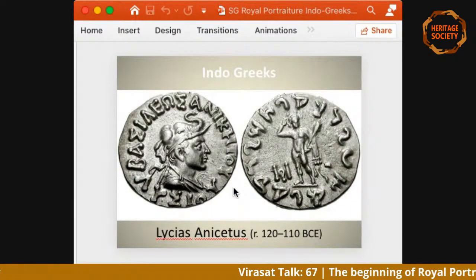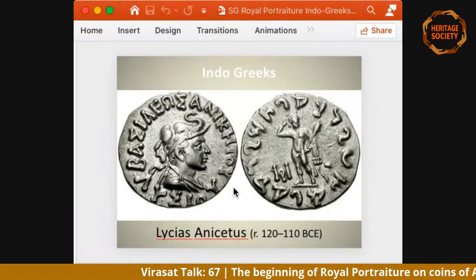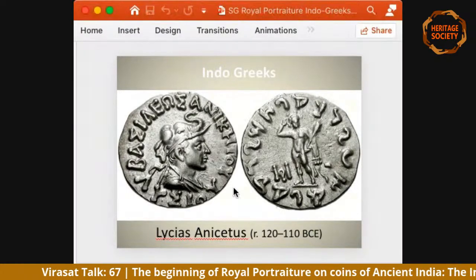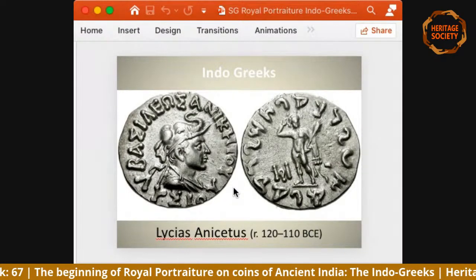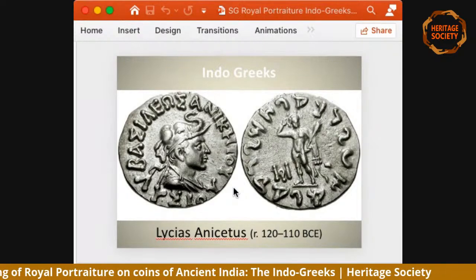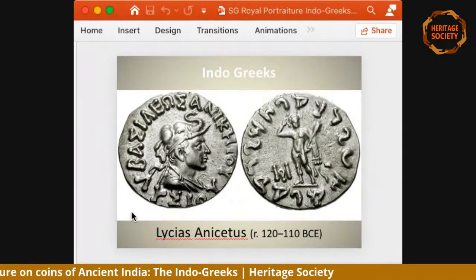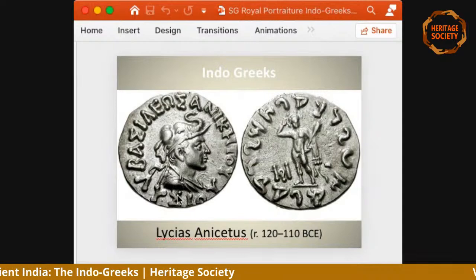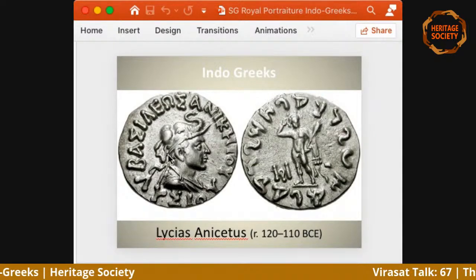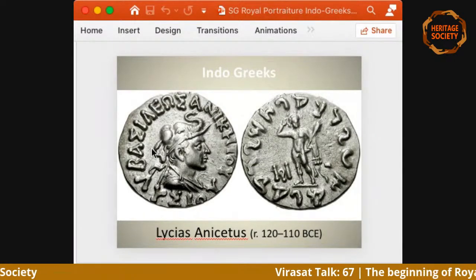This is the coin which you saw on the first slide. A very interesting and very well struck coin of the Indo-Greek ruler Lysias, whose name is written here at the bottom. And again, he is shown wearing a helmet made of an elephant scalp.